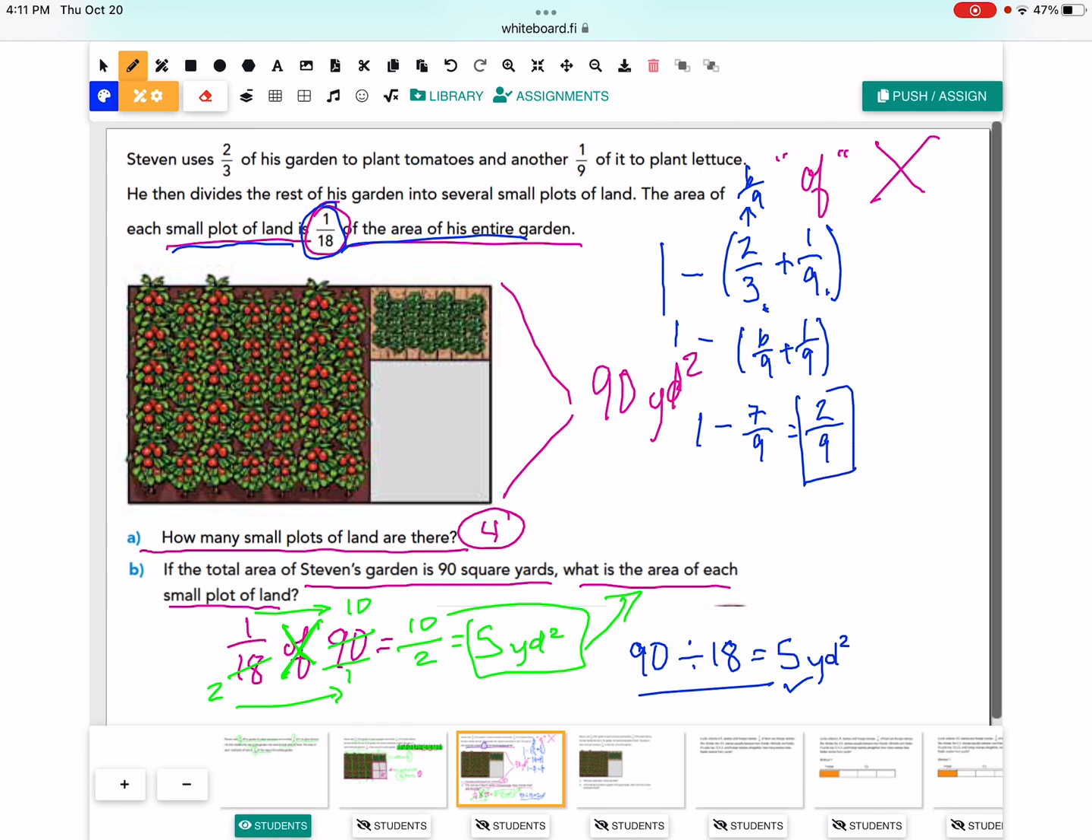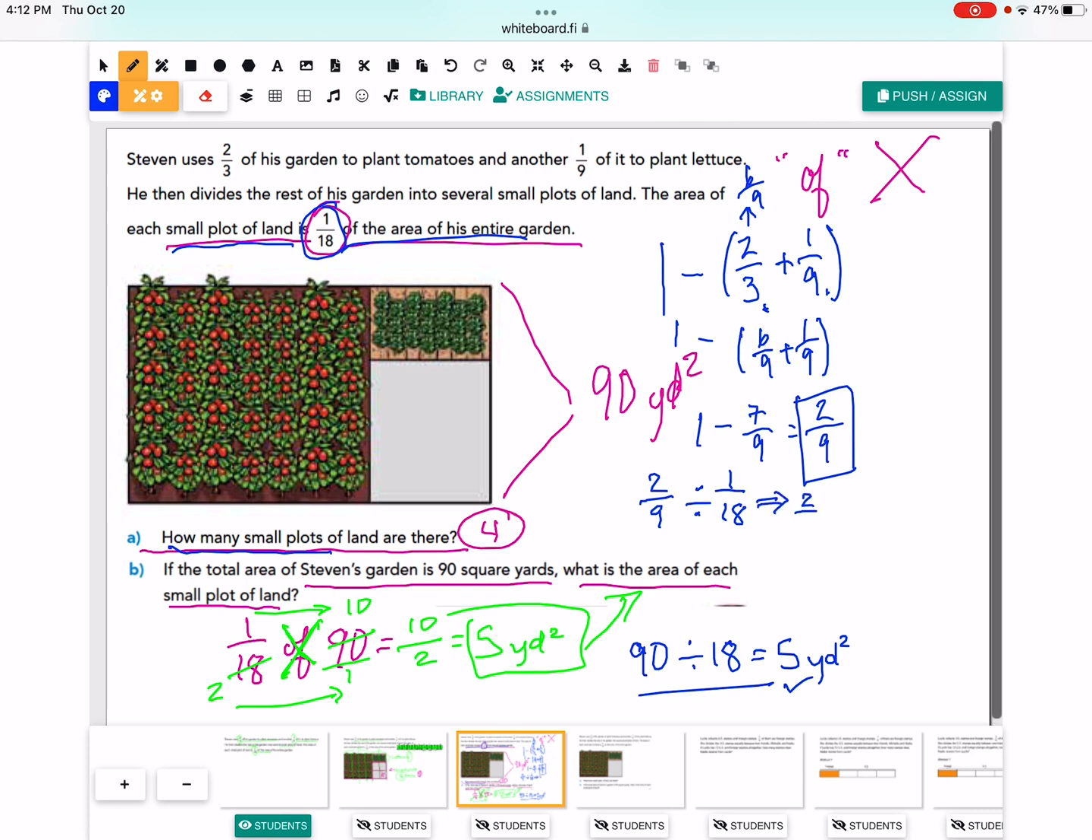So the portion of the garden that is small plots, vacant plots of land, is 2 ninths. And I want to know how many 1/18ths are in 2 ninths, right? How many small plots are there? So I have 2 ninths, and I'm dividing it by 1/18th to find out how many 1/18ths are in 2 ninths. And that's how you set it up. You always put what you're dividing by second in your problem, right? So you know the routine now.